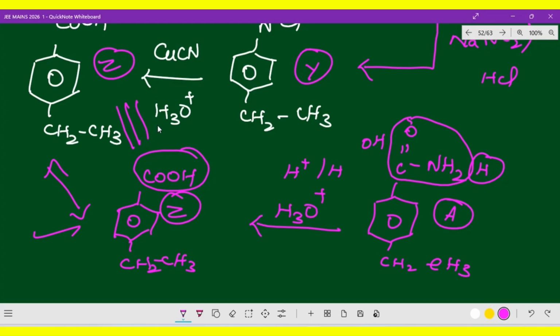Like compound A can be directly converted into Z. So that is through hydrolysis. That means an amide can be converted to carboxylic acid through hydrolysis. This happens only for this compound, right? That is what I just mentioned. Let us check the next question.